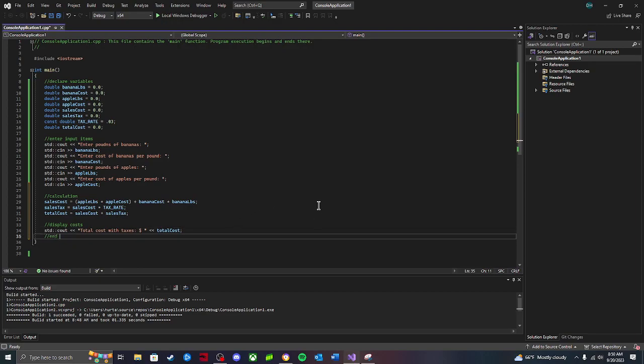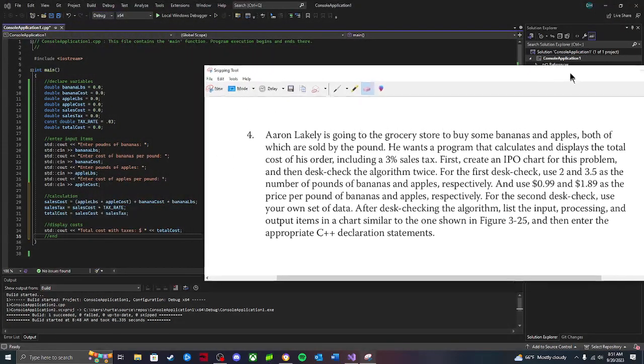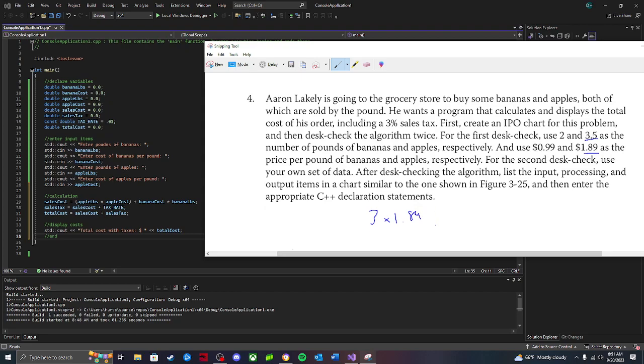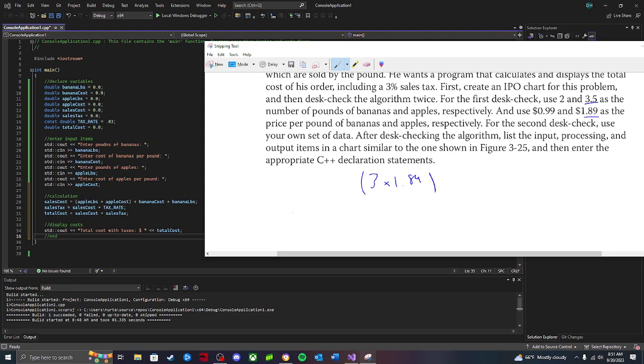All right. So to explain the math problem here for you, in case you're terrible at math like I am, what we're doing here is we have our sales cost equals apple pounds times apple cost. So to know how much we're going to spend on apples, we need to multiply 3.5 by 189, right? We'll get that answer. And we also need to know how much it's going to cost to buy 2 pounds of bananas.